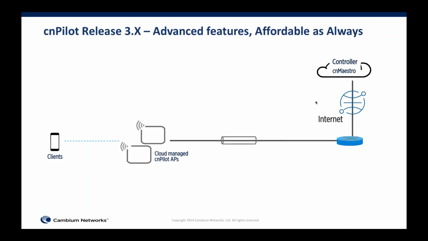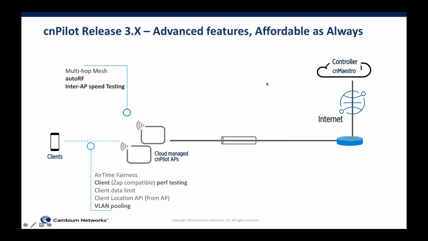The next set is features affecting the access points or enhancing the capabilities of the access points. Features like multi-hop meshing, auto RF, and inter-AP speed testing. Speed testing is basically the same feature but can be done between the client and the APs, or can be enabled between two of our APs, or between the APs and the controller.